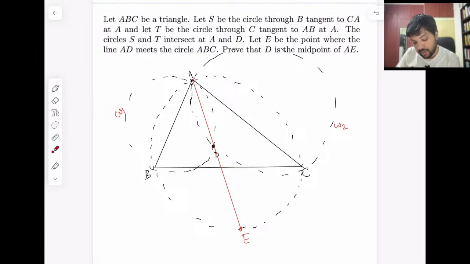Power of a point is not very useful, I think. Okay, this is the radical axis for sure. Can I use that somehow? This radical axis. DA is the common chord. DA is a common chord, that's true. This drawing is so bad, maybe.